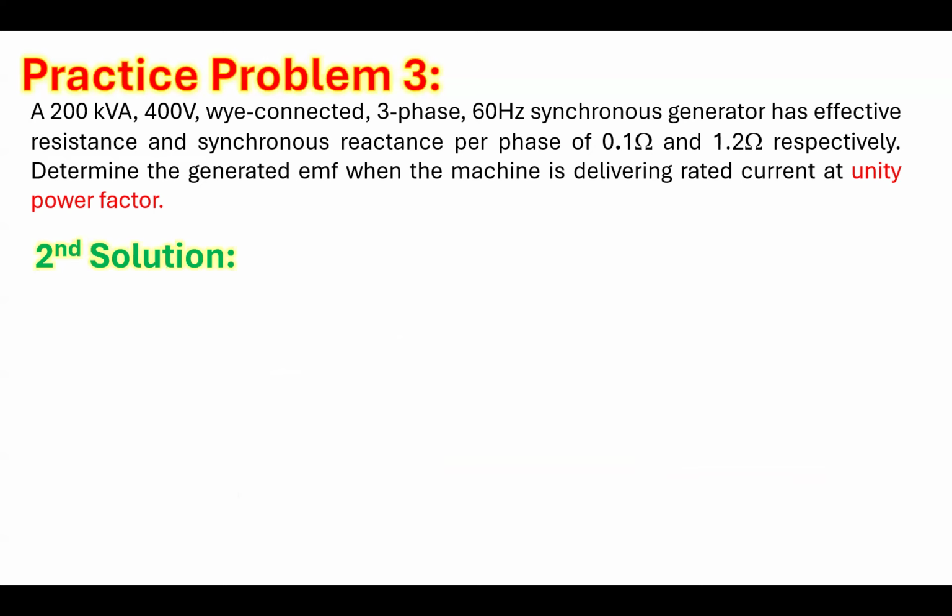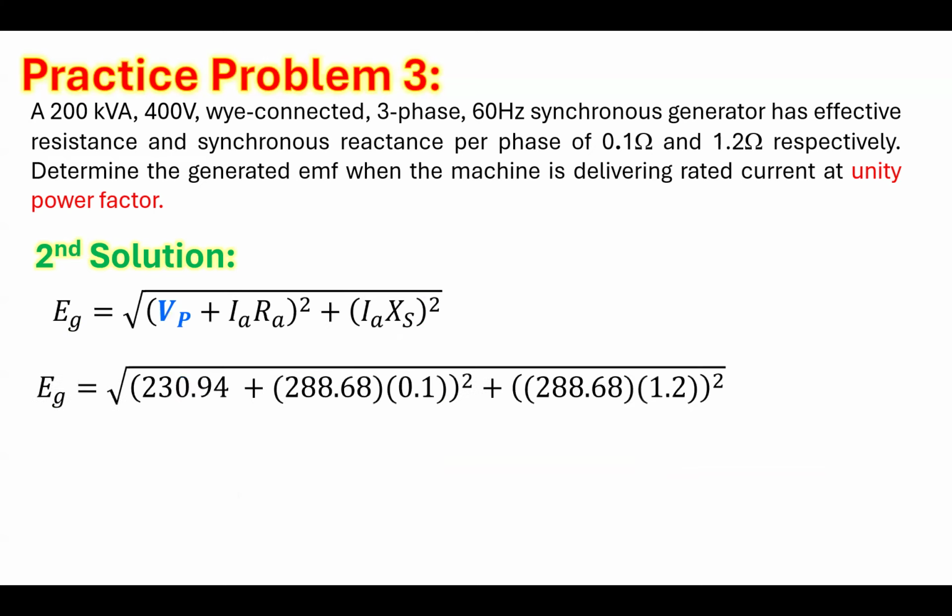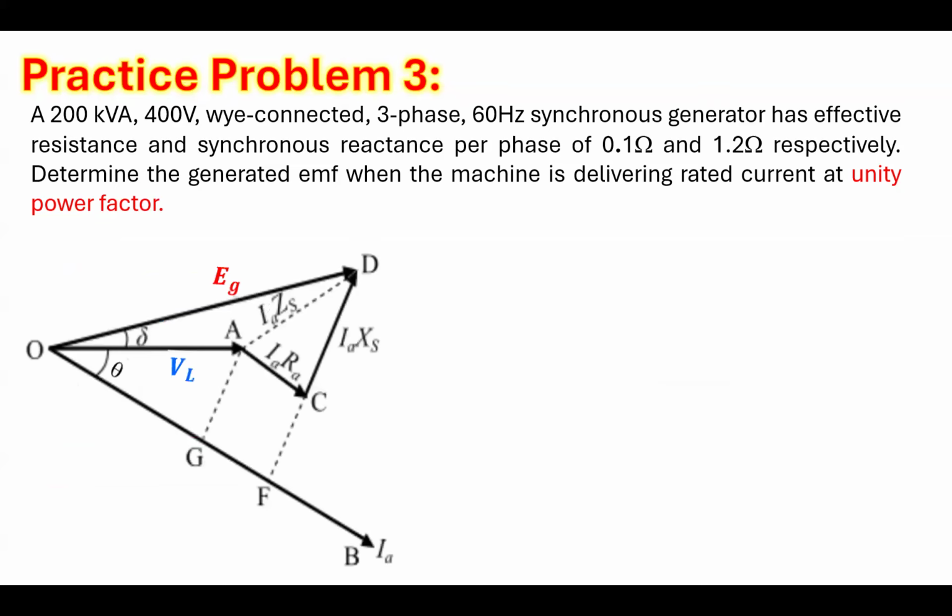For the second solution, we just simply use our equation for the generated voltage for unity power factor. So simply the square root of (Vp plus IA RA) squared plus the square of IA multiplied by XS. So using these values and substituting to our equation, this will give us 433.02 volts, the same with the previous equation or the first solution.